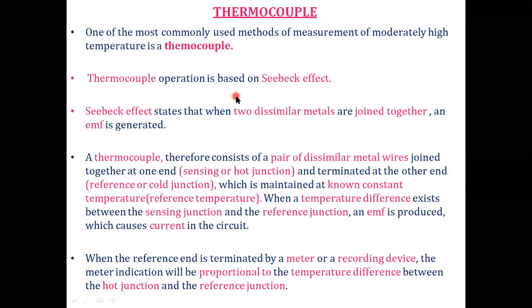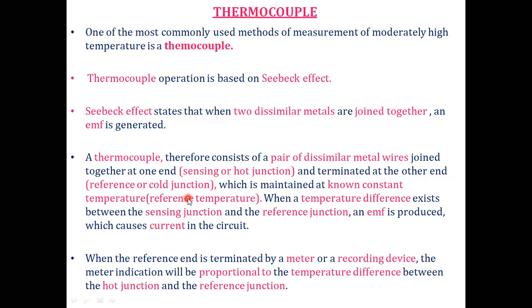Thermocouple operation is based on the Seebeck effect. The basic principle is the Seebeck effect. The Seebeck effect states that when two dissimilar metals are joined together, an EMF is generated. A thermocouple therefore consists of a pair of dissimilar metal wires joined together at one end, the sensing or hot junction, and terminated at the other end, the reference or cold junction.